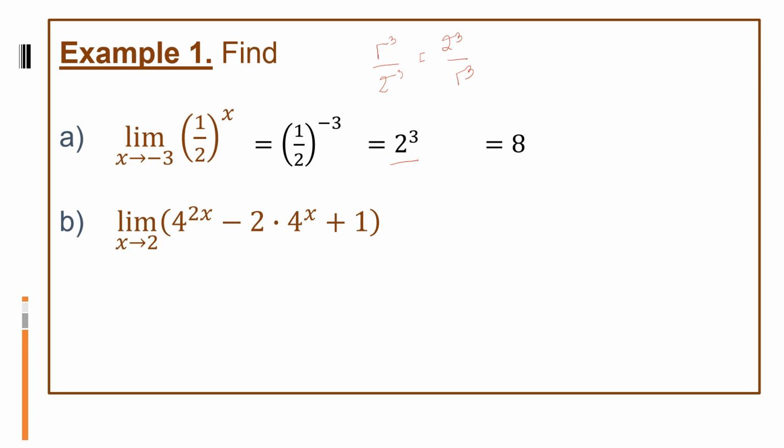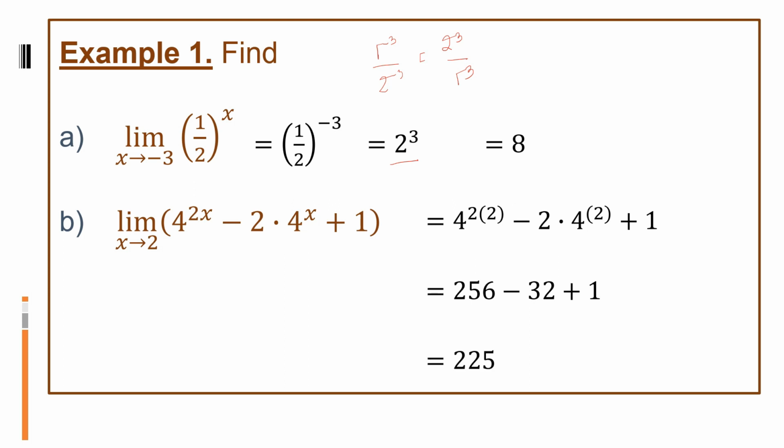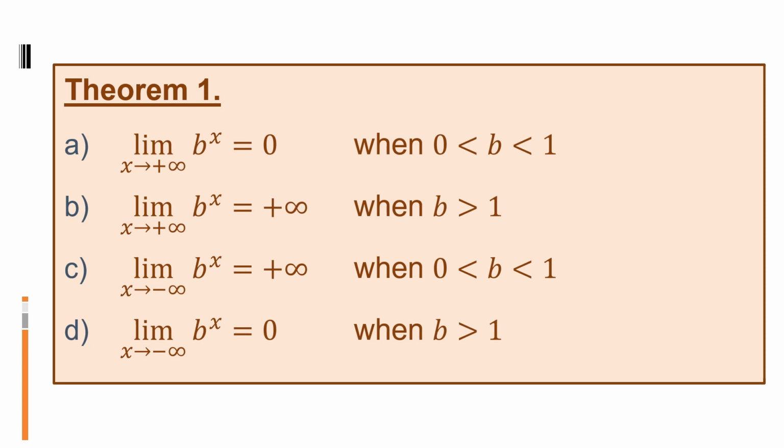Second naman, the limit as x approaches 2 of 4 raised to 2x minus 2 times 4 raised to x plus 1. I-substitute lang natin, we have 4 raised to 2 times 2 minus 2 times 4 raised to 2 plus 1. So, that is 256 minus 32 plus 1 or 225. However, kapag yung x natin approaches positive or negative infinity, ibang usapan na yon.